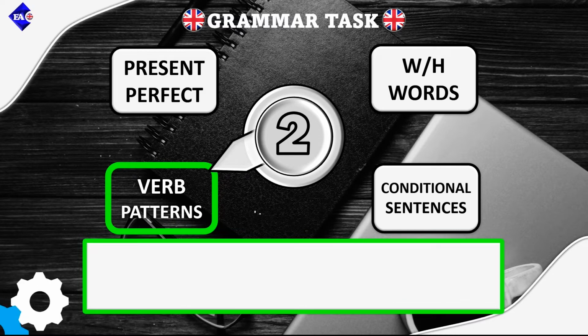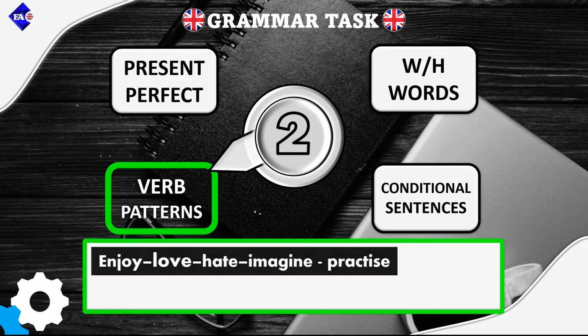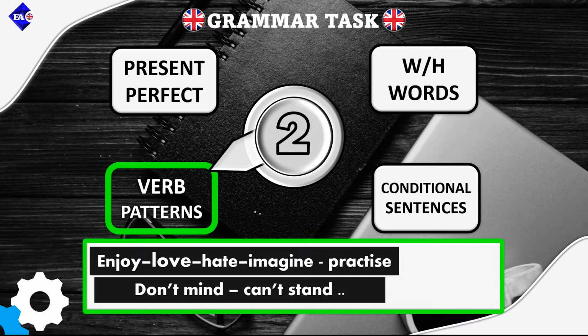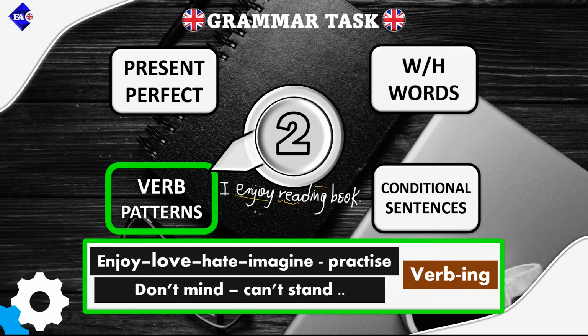Another group of verbs including enjoy, love, hate, like, imagine, practice, in addition to the common expressions don't mind and can't stand. All of these must be followed by a verb ing. I'll give you a couple of examples. I enjoy reading books. You can clearly notice how the verb read is transformed into ing word, simply because it is preceded by the verb enjoy. Another example. I can't stand waiting, which simply means I hate waiting.